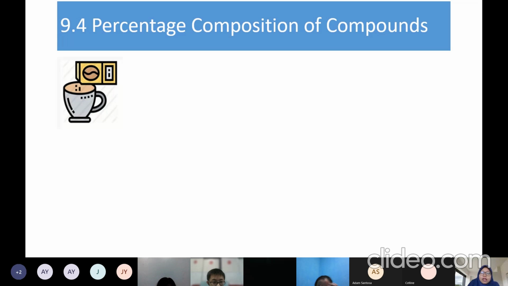Okay, if I have one sachet of 3-in-1 coffee, what is the composition of 3-in-1 coffee? Do you know the composition of 3-in-1 coffee? Not only coffee, right? What else? The compositions of 3-in-1 coffee.